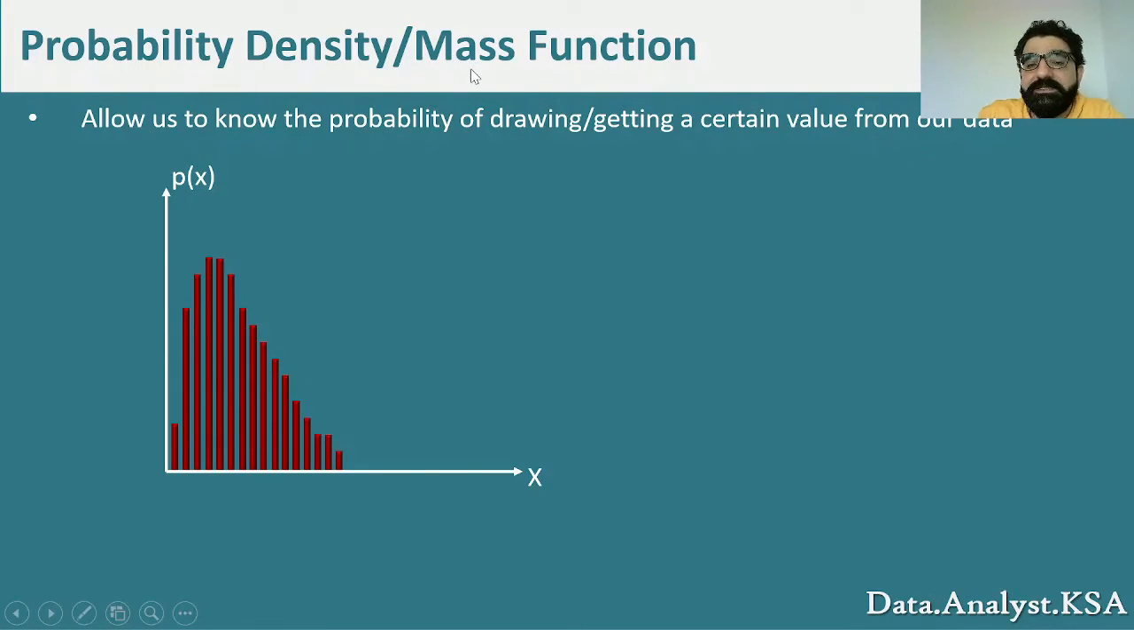Why is it called a mass function? Because the mass of the 1s is stacked above each other in that place, the mass of 2s is stacked above each other in the second place. So it's basically like a histogram. So this is the probability mass function. It works with discrete data.